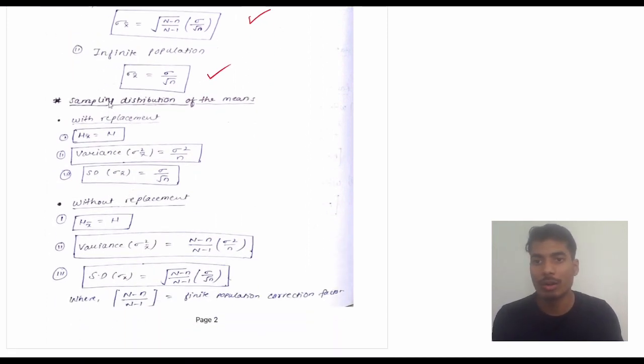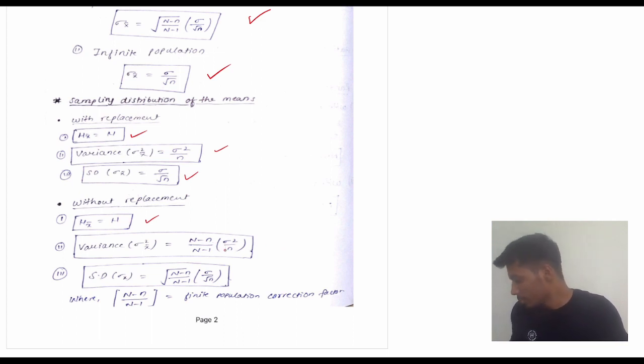Now, sampling distributions of mean with replacement and without replacement. For with replacement, the mean is the same, mu x bar is mu, the variance formula is sigma square by n, and the standard deviation is the root of variance, meaning sigma by root n. Without replacement, the mean is the same, mu x bar equal to mu, and the variance formula is (N minus n) by (N minus 1) into sigma square by n. This is the variance formula, and the standard deviation is under root of (N minus n) by (N minus 1) into sigma by under root n.